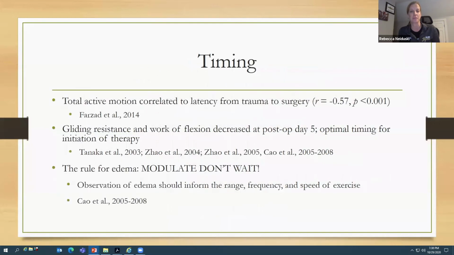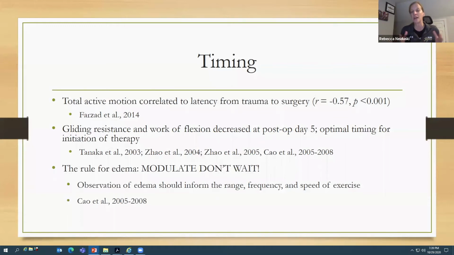Next slide, please. So timing, when we think about timing, we often think about the concept of work of flexion, or how hard the tendon or the musculotendinous unit has to work to create flexion. So total active motion was correlated to the latency between trauma and surgery. So thinking about the date of injury to the date of surgery, as well as the date of surgery to the date of initiation of therapy.